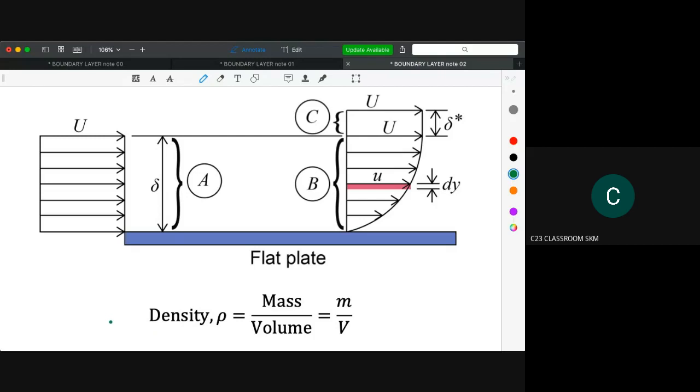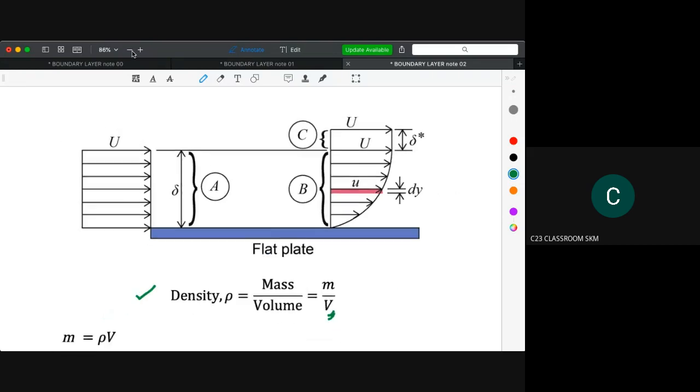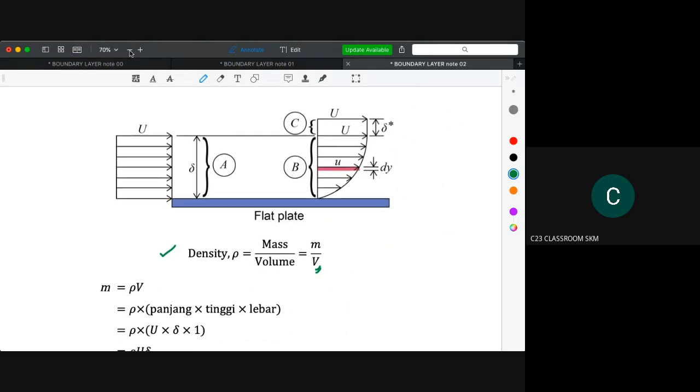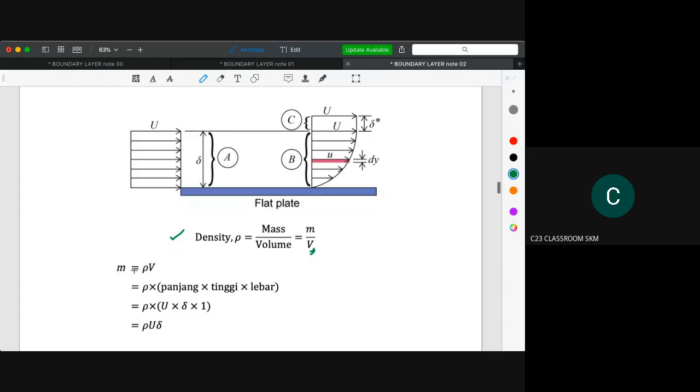Previously in fluid mechanics 1, you already learned about density. The equation for density is mass over volume, M over V. Please make sure that you understand this V is volume. To calculate the mass, you could write M equals rho V. You just bring the V from the right to the left, so you could calculate the mass. The rho is the density of the fluid.